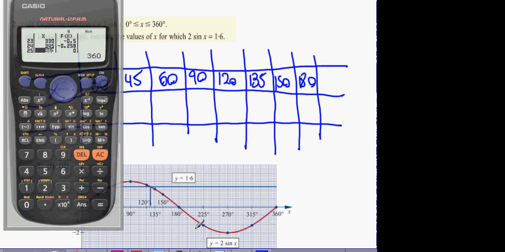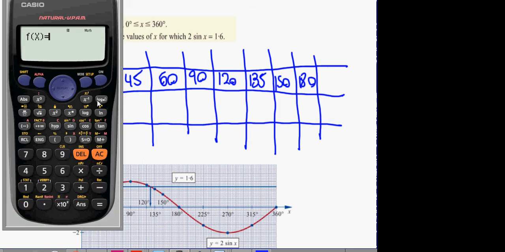Now, the great thing about this is, we can just go back here to the calculator, table, f of x equals 2 sine x. Then we're going to start at 0, end at 360, and our step is going to be 15, just so we get everything we're looking for.